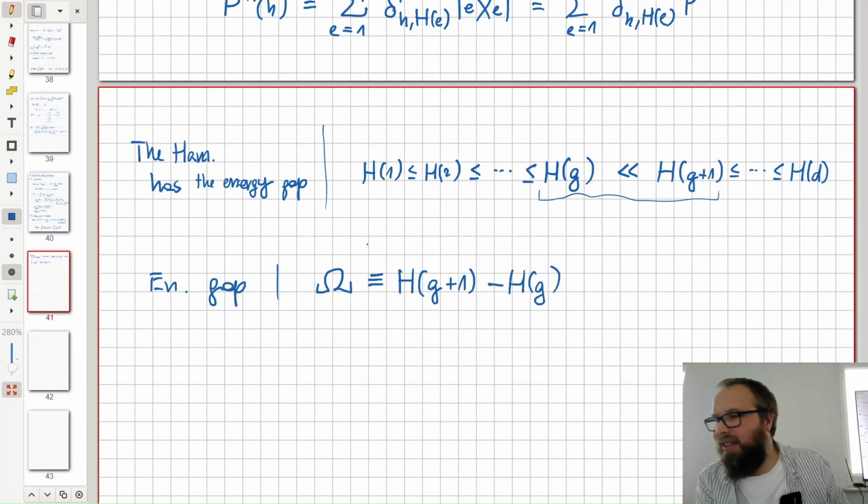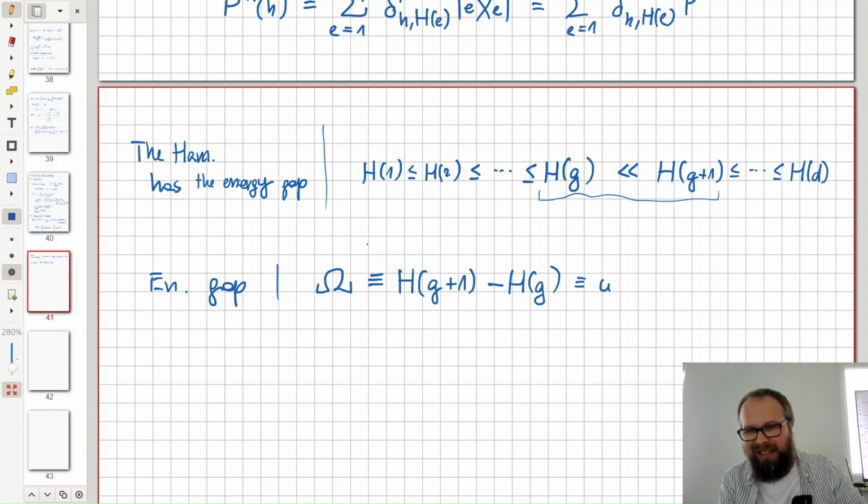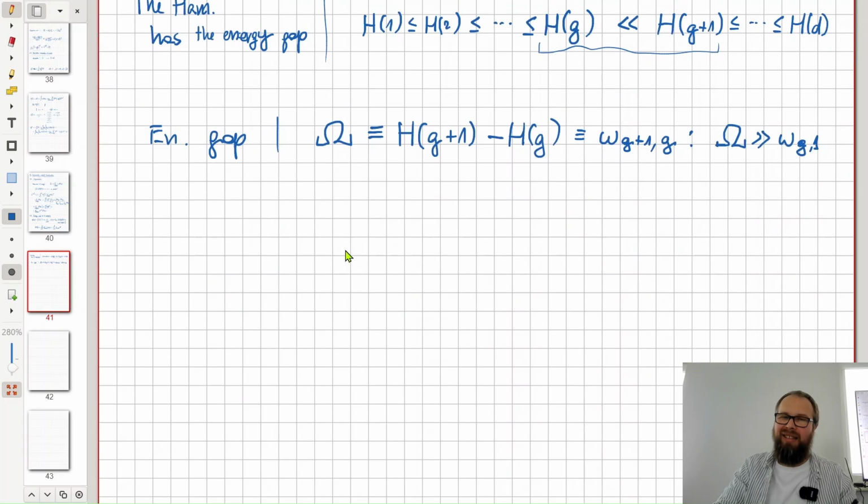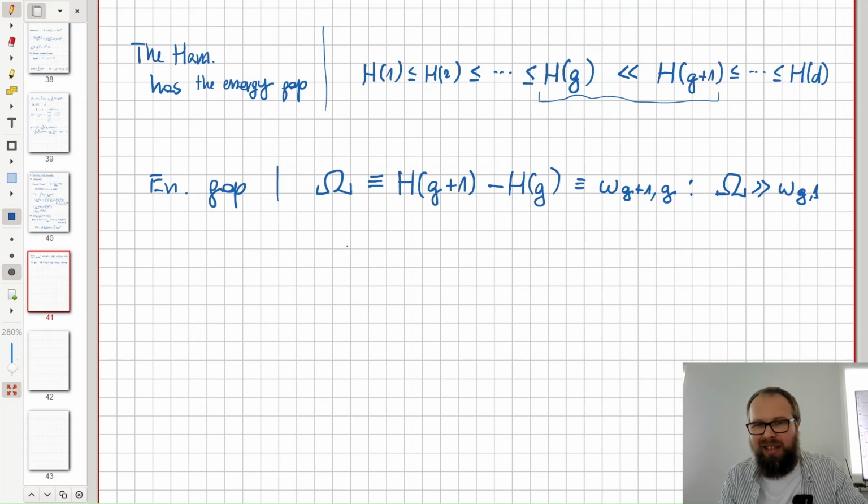Okay? G for gap, letter. Which we can also alias as small omega G plus 1, G, and this capital omega is such. Let's say that for now we can assume that it's much bigger than the spread of energies below the gap. So I would write it like this, because I'm introducing another notation convention. This small omega, what's this guy? Well, this is a frequency.